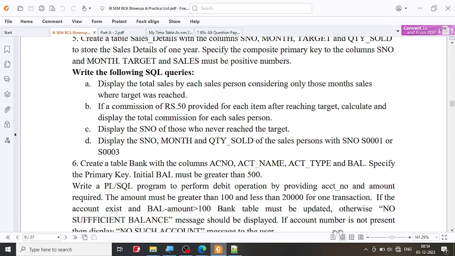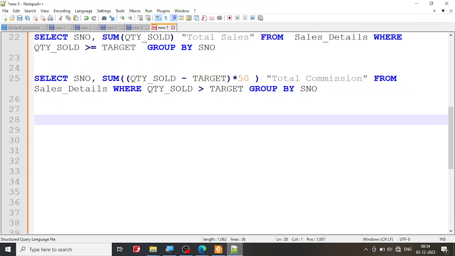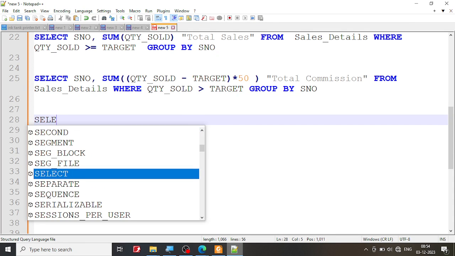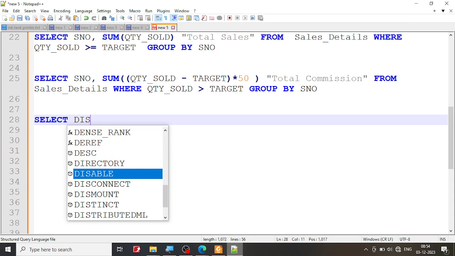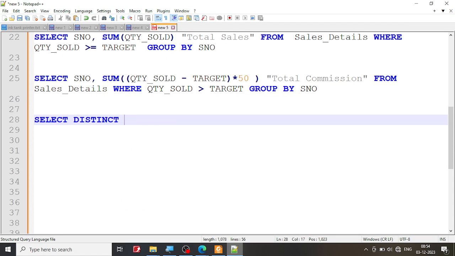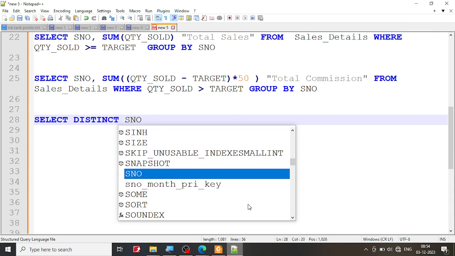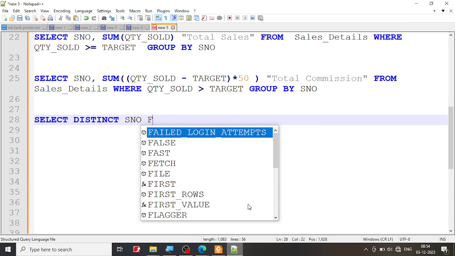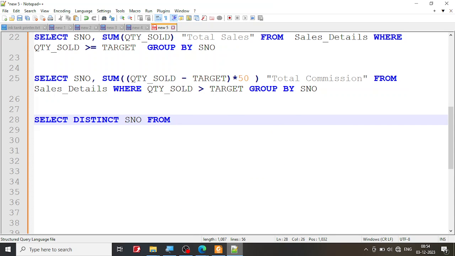So how do I get that? I want to find the distinct serial numbers, so I don't get them repeated. I'm going to say distinct serial number. I just want to get the serial number from the table. What is the name of the table? It's the sales details table.